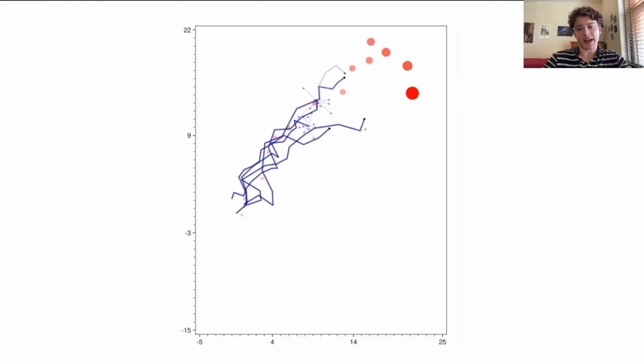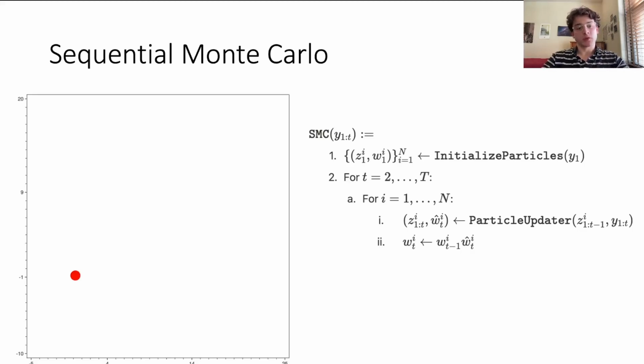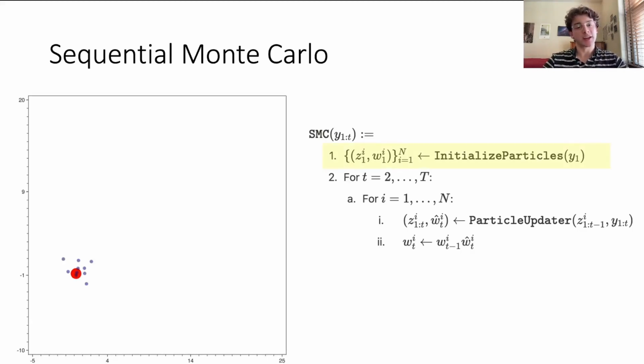So, to understand how this failure occurred, we need to walk through how Sequential Monte Carlo works. At the first step of Sequential Monte Carlo, we get an observation, and we initialize a collection of particles, a collection of latent positions, hypothesized to be where the object is underlying this data. Then, at every subsequent time step, we get a new observation, and we extend or update each particle and change the particle's weight. We get a new observation, then we extend each particle.